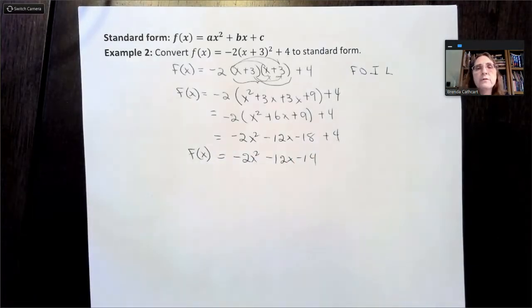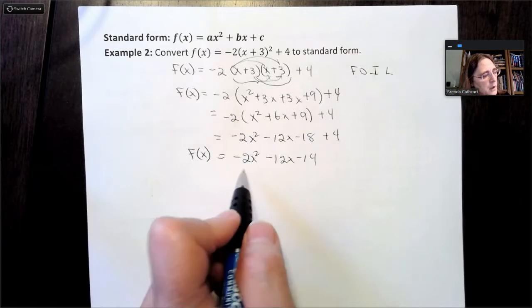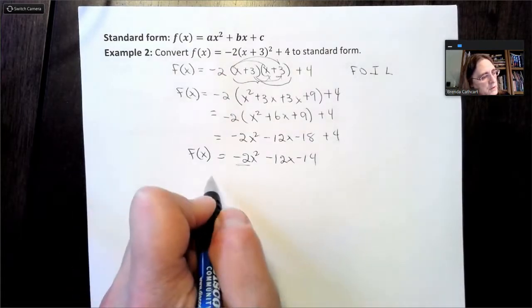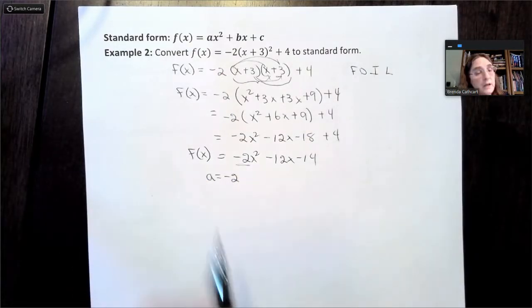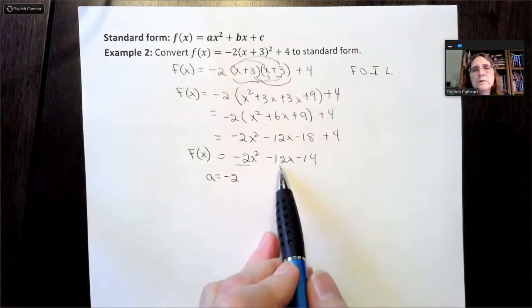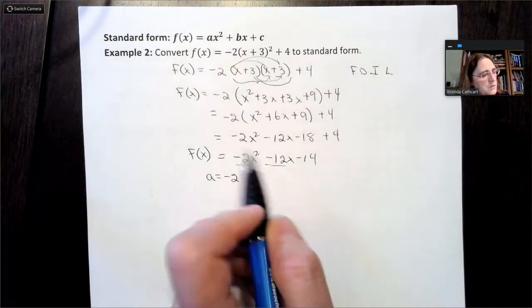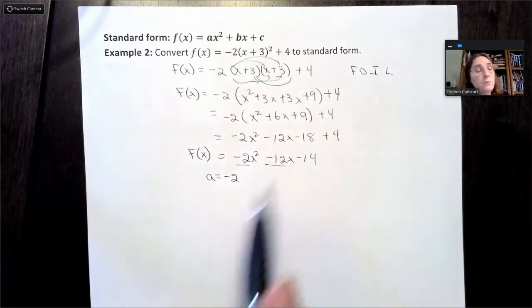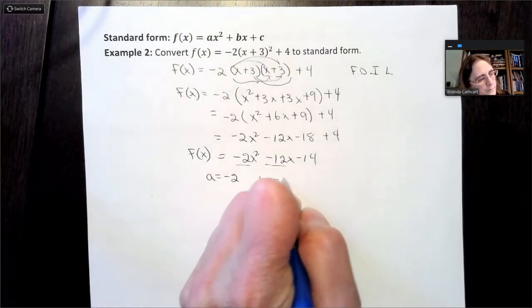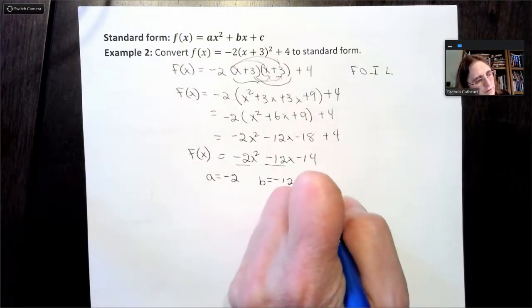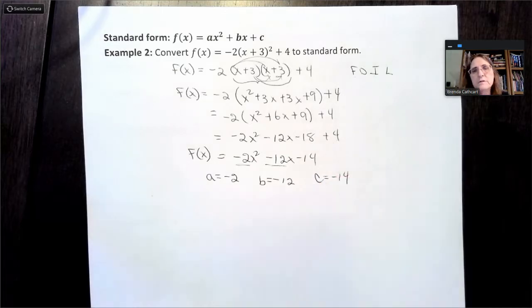Here's our function f of x. It's in standard form. Our a is the coefficient of the x squared term, so our a value is -2. Our b is the coefficient of the linear term, so for b we're going to have -12. And our c is our constant term, -14. This is in standard form.